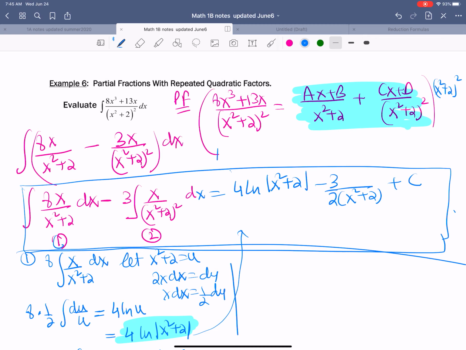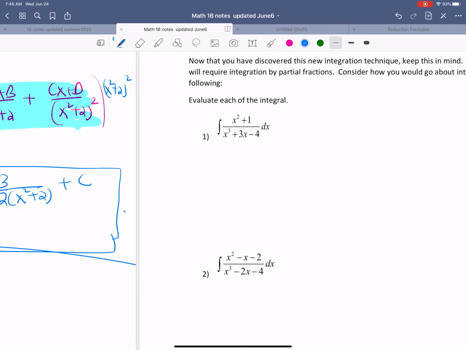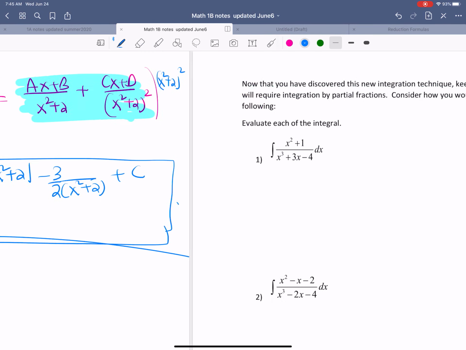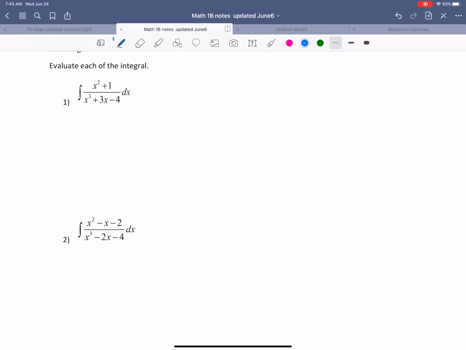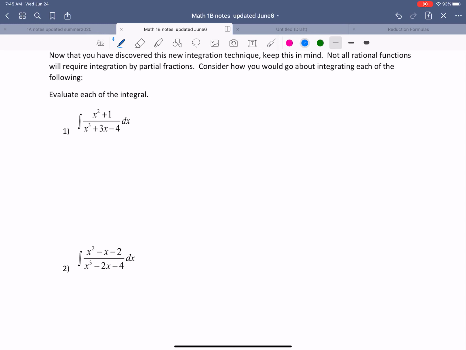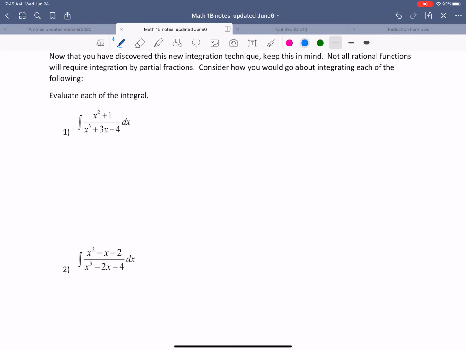Okay, let's check out a couple more examples. Again, you can stop and try these problems on your own. Pause, try, and then come back and check. How would you evaluate this integral? Think about these three problems. Do you need partial fractions to evaluate each of these? Can you factor the denominator? Can you think of two numbers that multiply to give you negative 4 and add up to give you positive 3?